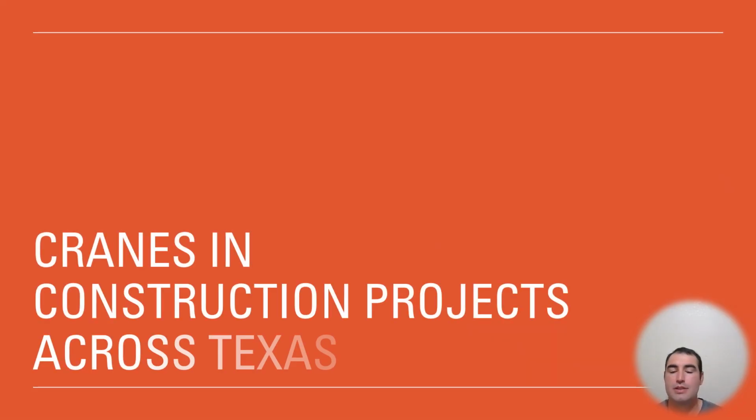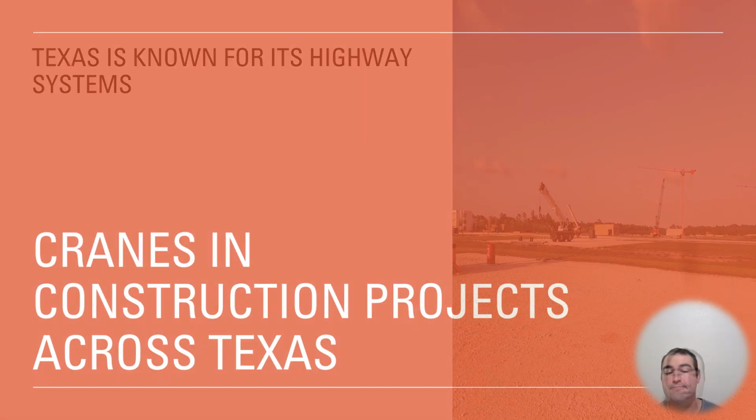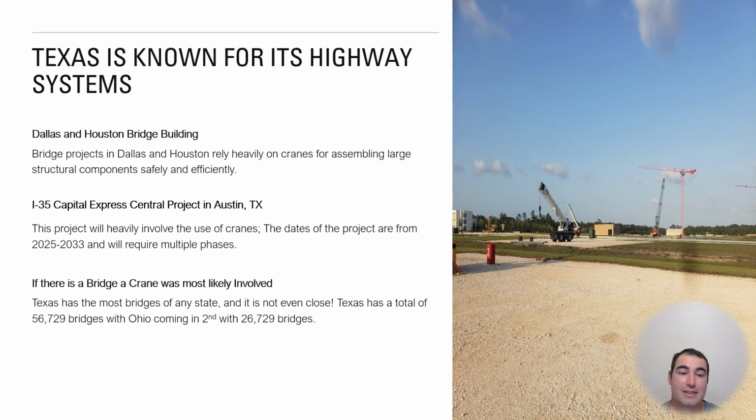We'll be going over cranes and construction projects across Texas. So Texas is known for its highway systems, right? Dallas and Houston bridge building I wanted to cover. Bridge projects in Dallas and Houston rely heavily on cranes for assembling large structural components safely and effectively. One project that's going on now that I found is the I-35 Capital Express Central project in Austin, Texas. This project will heavily involve the use of cranes. The dates of the project range from 2025 through 2033 and will require multiple cranes for multiple phases.